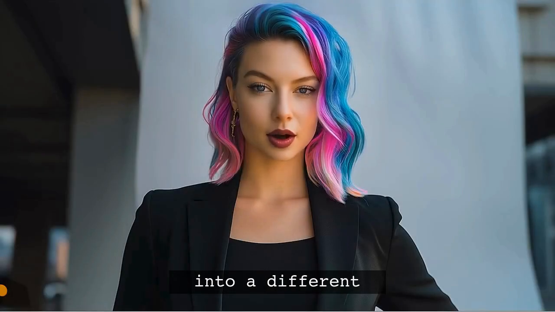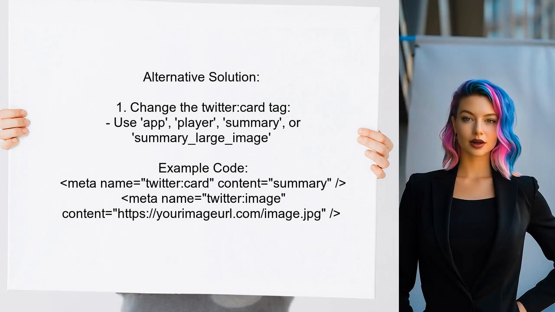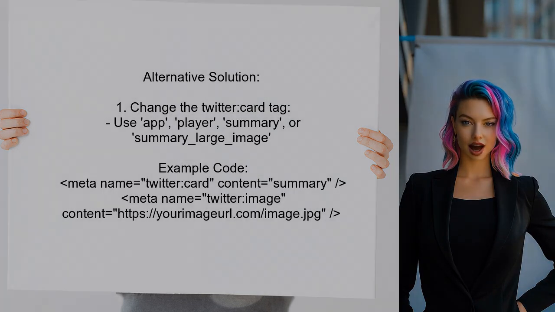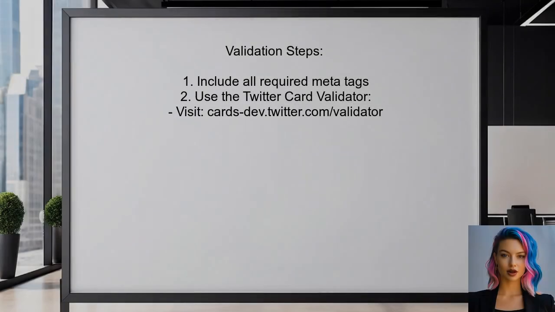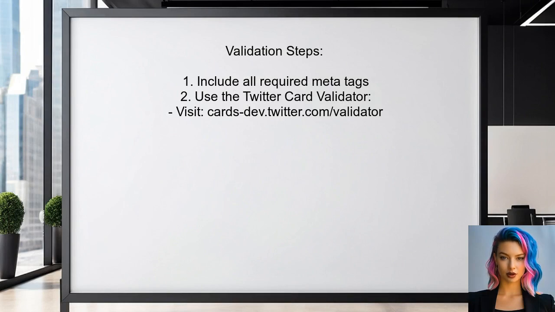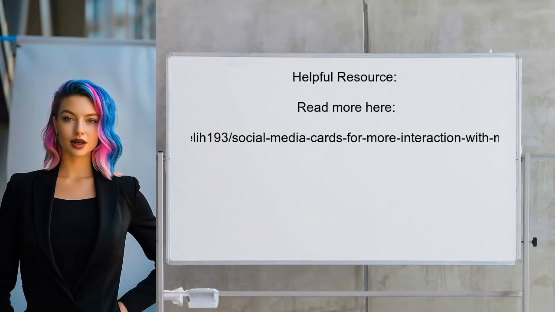Now, let's dive into a different answer from another user. An alternative solution suggests changing your Twitter card tag to one of the following types: app, player, summary, or summary large image. This adjustment can help resolve the card error you're experiencing. Make sure to include all required meta tags for your card. You can validate your changes using the Twitter card validator to ensure everything is set up correctly. For more detailed guidance, you can check out an article that provides insights on social media cards and interaction.